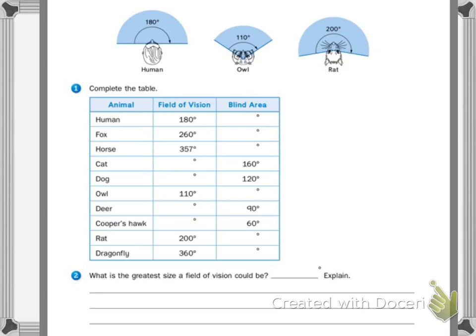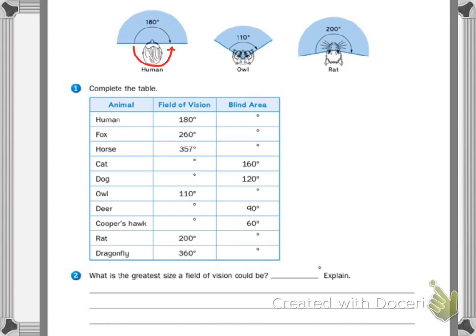So they want to know, what is our blind area? What can you not see? All right, well, let's look at the human. The human can see 180. The blind area would be back here, where they can't see. If someone's coming behind you, you can't see that unless you turn your head.